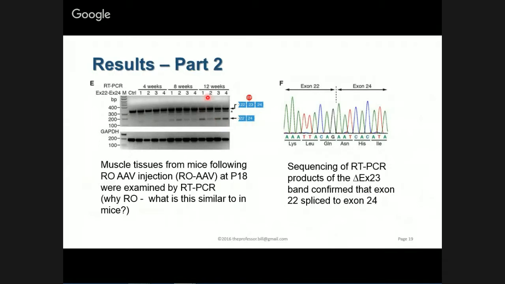And you can see that the longer you leave it, the better the expression of this exon skipped. Exon 23 is not there, and we can just go around it, using 22 and 24, and see if we get a proper gene product. You can see it gets much higher after 12 weeks. It starts off at 4, 8. You can see the slow rise through RT-PCR.